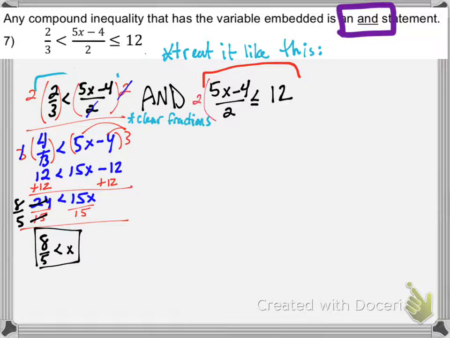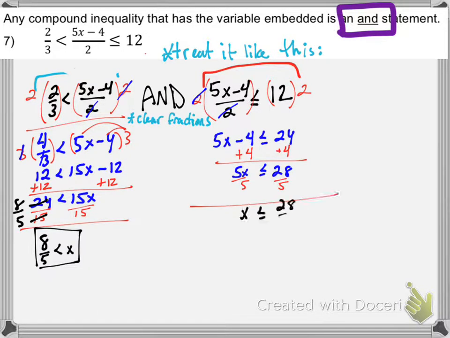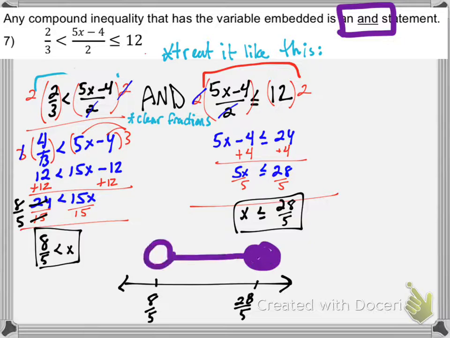On the other side, multiply both sides by 2. That clears the fraction. I'm going to add 4, divide by 5. I don't flip because I divided by a positive. And then I graph them both.